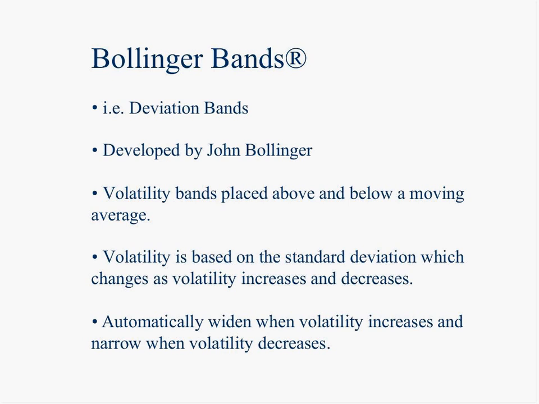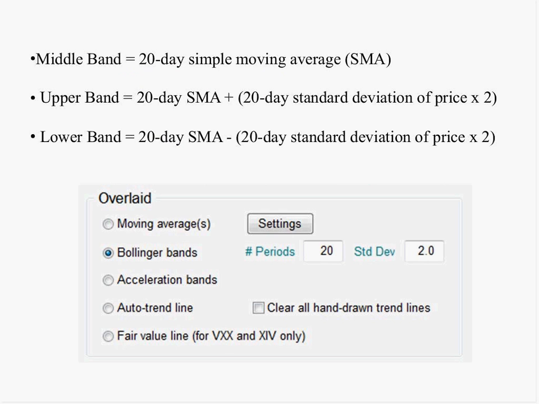The volatility is based upon the standard deviation, which changes as volatility increases and decreases. I'm going to make that very clear in just a second. These bands will automatically widen when volatility increases. So let me show a little bit. Here is OptionVue's settings screen that you would see with OptionVue's price charts.